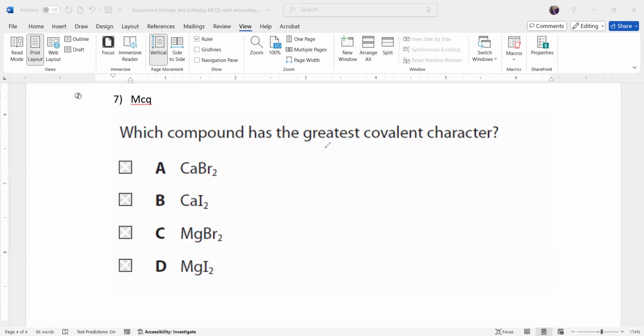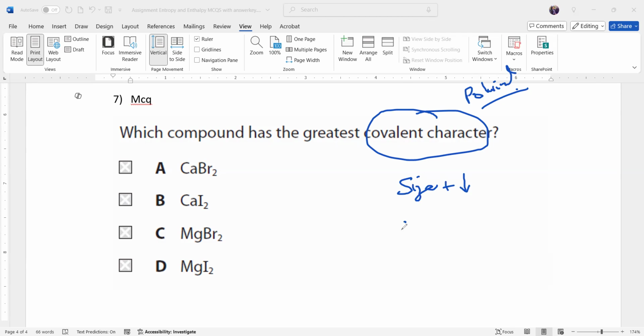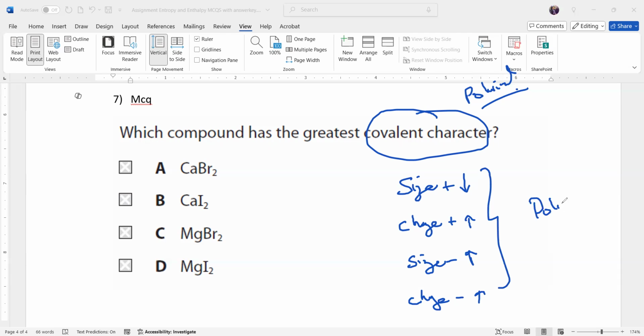The question is, which compound has the greatest covalent character? Covalent character means which will cause more polarization. Remember, polarization depends on the size of the positive ion, which should be small; the charge on the positive ion, which should be large; the size of the negative ion, which should be large; and the charge of the negative ion, which should be large as well. So these all will increase the polarizing ability or cause more distortion or a greater covalent character.